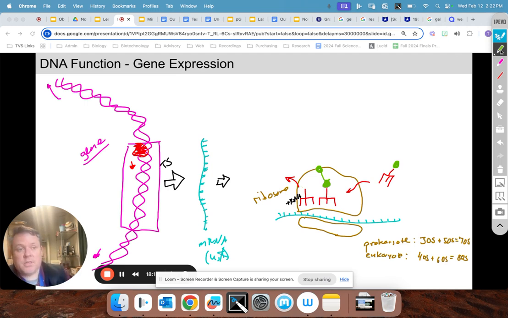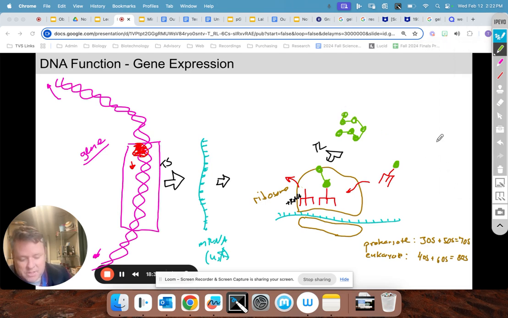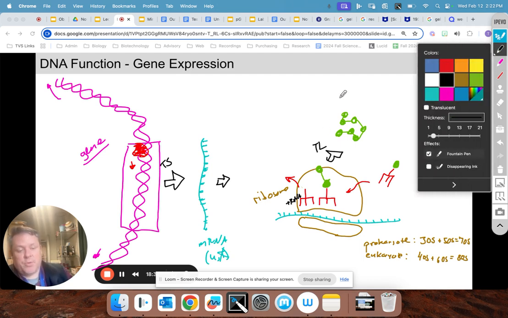But the final product of what we call translation is this, a chain of amino acids that folds up into some sort of functional protein that does something for the cell, right? And so that's the final product. That is an expressed gene.